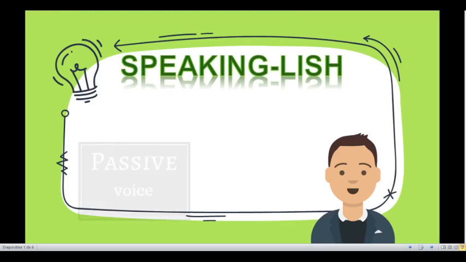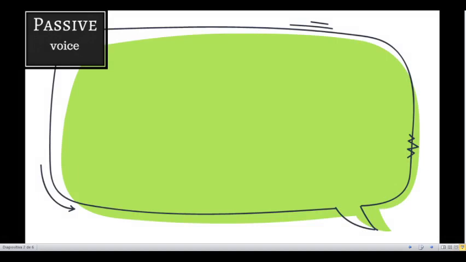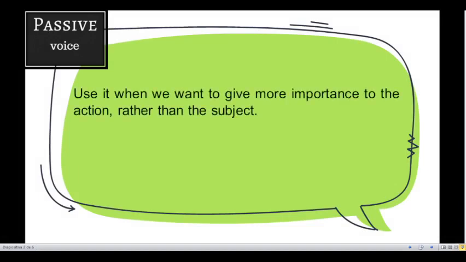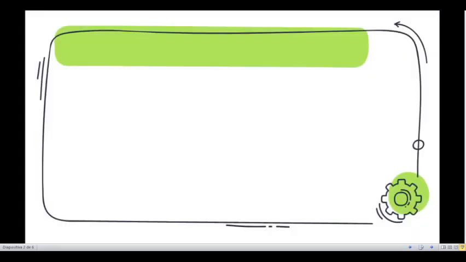Today we will learn about passive voice. Let's get started. We use passive voice when we want to give more importance to the action rather than the subject, or when we don't want to say or don't know who did the action. Very good. Let's continue with an important rule.